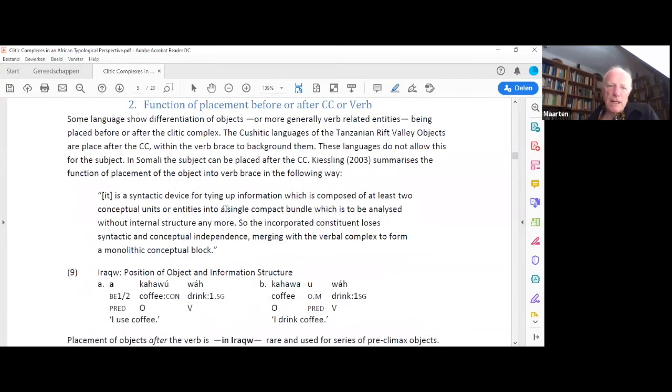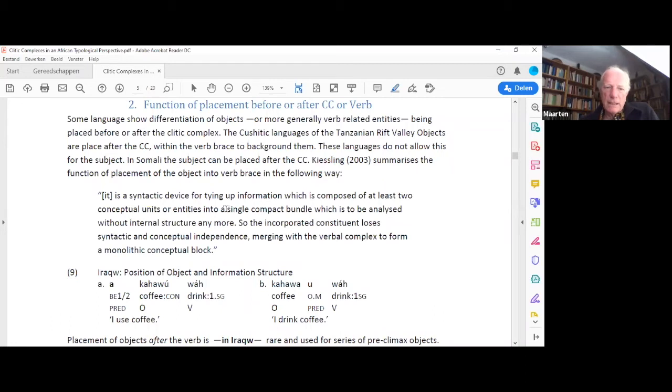We have mentioned a few times the placement in the verbal brace between the clitic complex and the verb. And I will quote Roland, who summarizes this placement, I think for Alagwa, but it's valid for Cushitic in Tanzania. It's a syntactic device, placing it within the verbal brace, for tying up information which is composed of at least two conceptual units or entities into a single compact bundle, which is to be analyzed without internal structure anymore. So the incorporated constituent loses syntactic and conceptual independence, merging with the verbal complex to form a monolithic conceptual block.